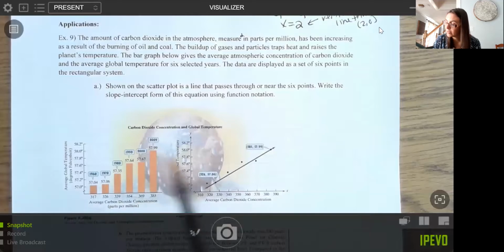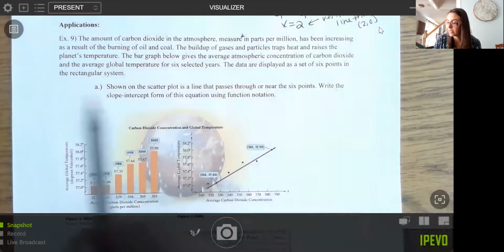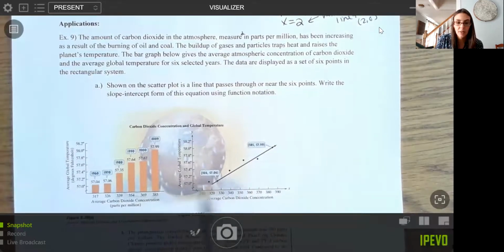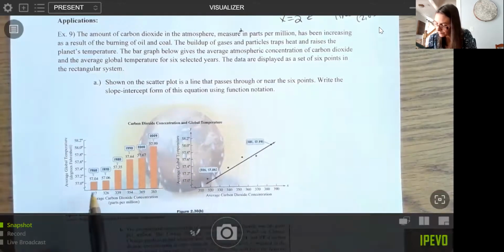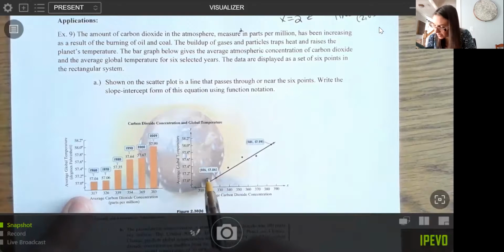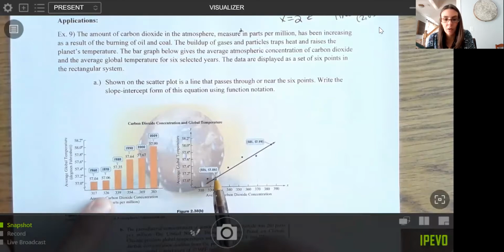And then on the right, what they did is they displayed the data as a set of points in the rectangular system. So this is actually all the same data, it's just in 2 different kinds of graphs. So notice here, this point right here would be that 317, comma 57.04. This point here is that 326, comma 57.06. So they just transferred the data over into a scatter plot instead.